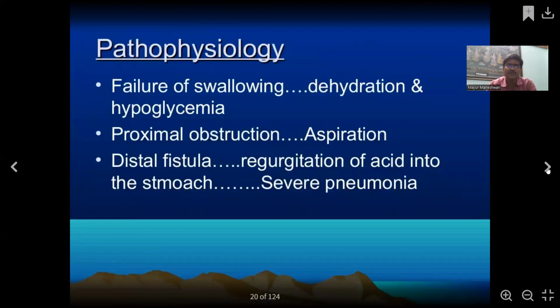So the pathophysiology is that there is failure of swallowing, there is dehydration, there is hypoglycemia, and there are chances of aspiration pneumonia. There is chemical pneumonitis because all the saliva that is accumulated in the upper pouch goes to the trachea. And in cases with a distal fistula, there is regurgitation of acid from the stomach, which results in severe pneumonia.